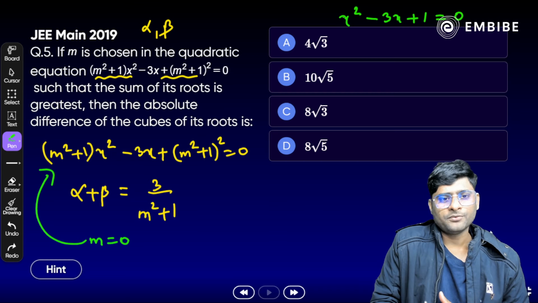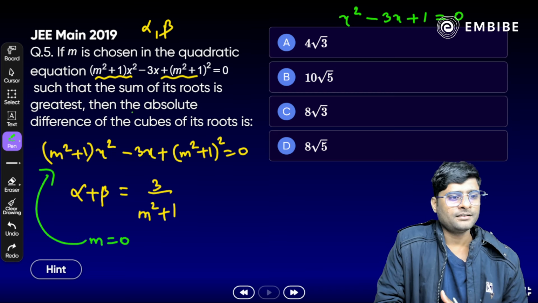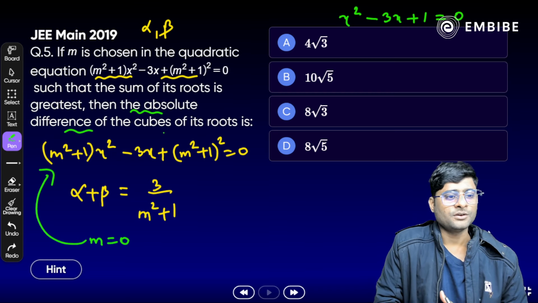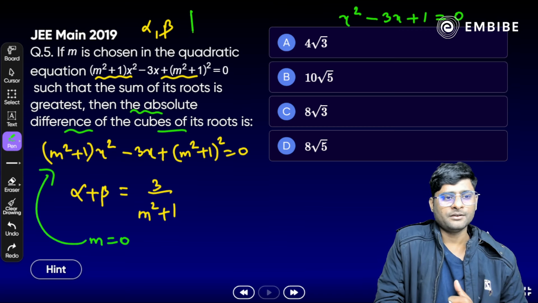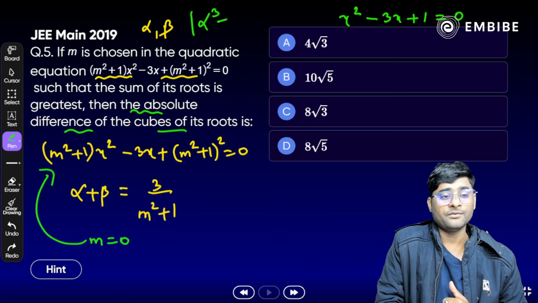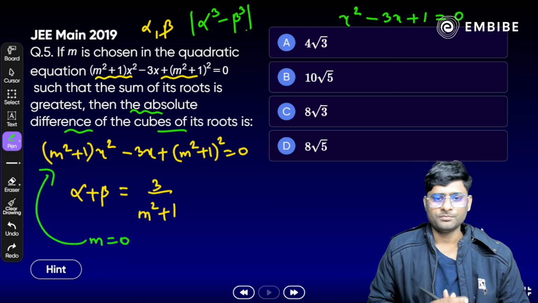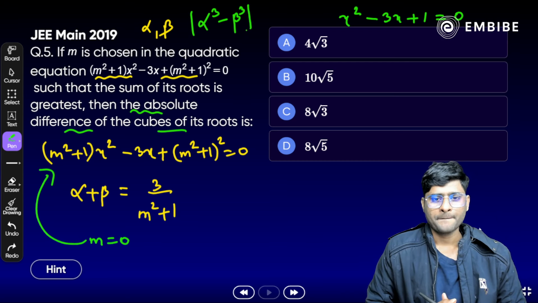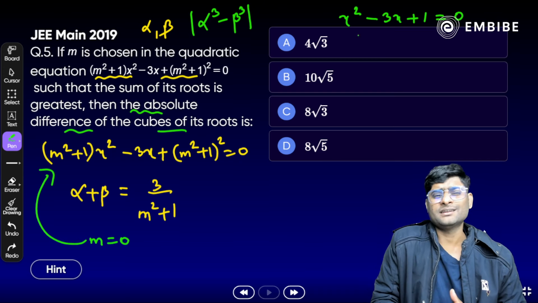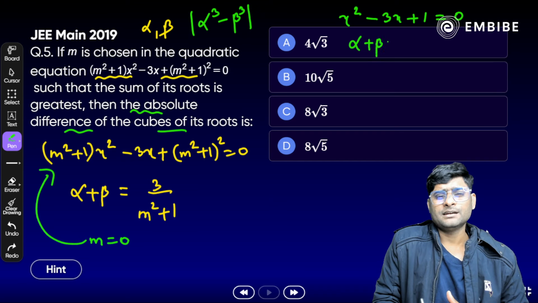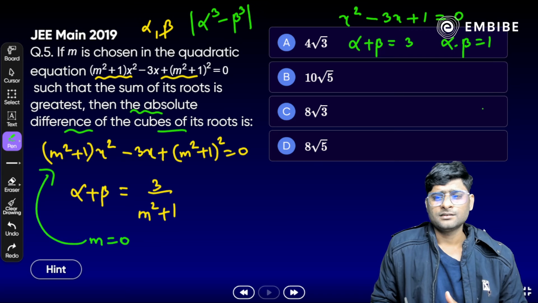Okay, now what do we have to find? We need to find the absolute difference of the cubes of the roots. That means, as I have already told you, we need to find alpha cube minus beta cube. Can we find the roots by the quadratic formula? No, just find it out. Alpha plus beta is 3. Alpha into beta is 1.